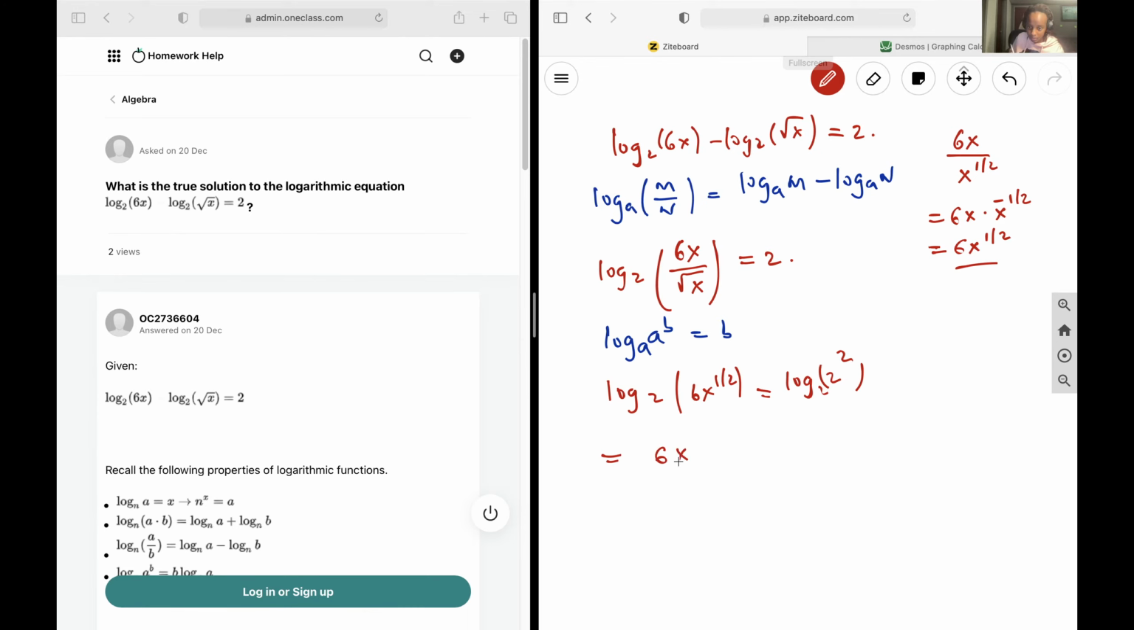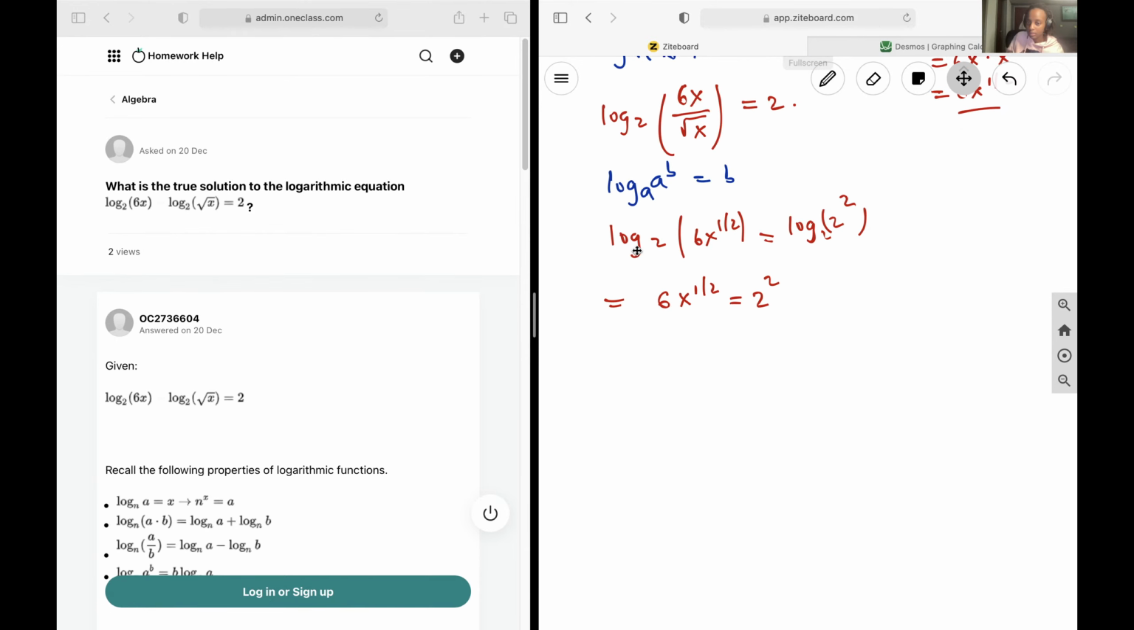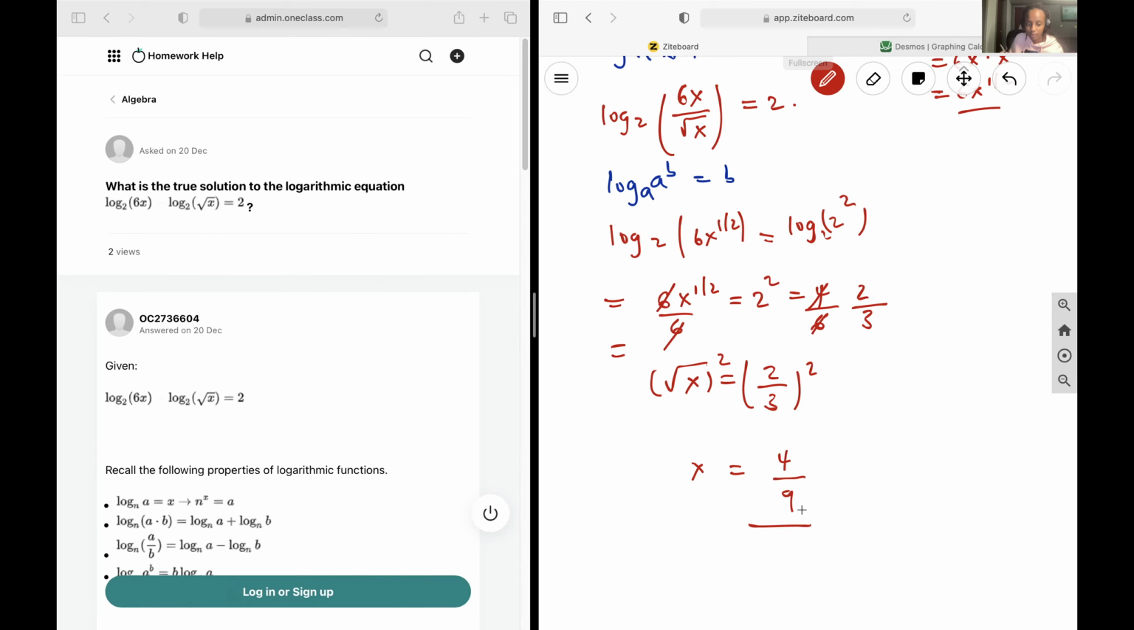So this means 6x to the power of 1 over 2 is going to give us 2 squared, because it's the same logarithm to the same base, which means that the values inside must be the same. And so now we just write this out as 4. Divide out the 6 on both sides, so over 6. And this just becomes 2 over 3. So we get root x is equal to 2 over 3. And then next up, we're going to want to square both sides. And we get x is equal to 4 over 9. And that is going to be our final answer.